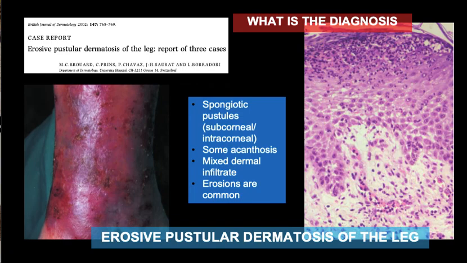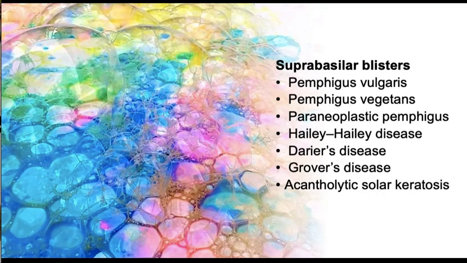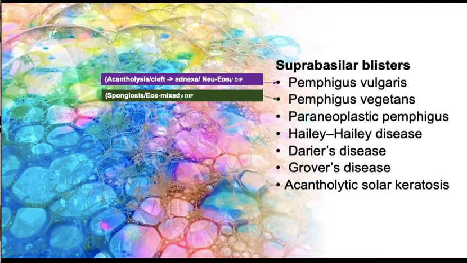So we finished the first two groups, and then we move to the third level, the suprabasilar, or above the basal layer, blisters. In this group, the most common one we see is pemphigus vulgaris. We will see acantholysis, and it usually involves the adnexal structures. The cell type is usually neutrophils and sometimes eosinophils, and DIF will be very helpful to diagnose those lesions, and we'll talk about this in a little bit. Pemphigus vegetans, usually we see spongiosis, and the cell type is usually eosinophils, but mixed cellularity is also found in those cases. DIF also is helpful to diagnose those cases, and I will mention the results in a little bit.